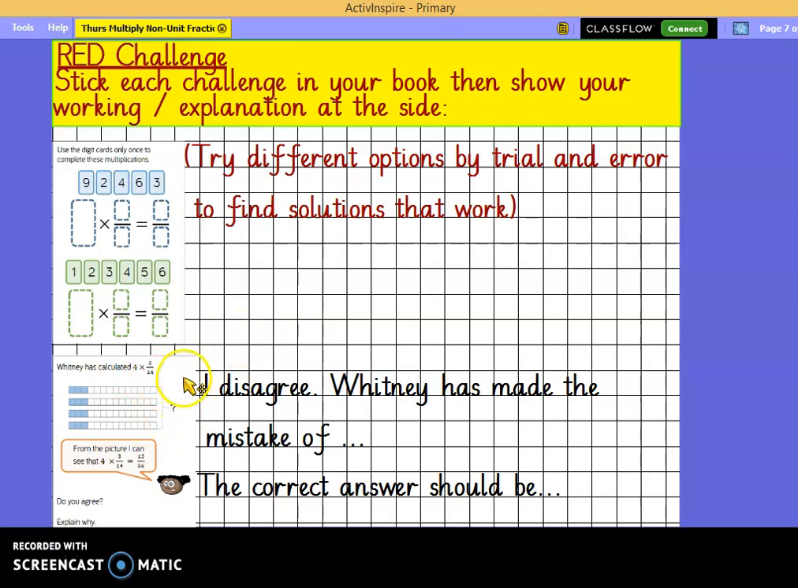With this one, Whitney has calculated 4 times 3/14. Here she's shown it on here. And she says from the picture I can see 4 times 3/14 is 12/56. Do you agree with her? And if not, why? So I've given you some sentence starters to support. I disagree. Whitney has made the mistake of, what did she do? And then I want you to tell me what the correct answer should be. So the correct answer should be, and show me your calculation to find it.